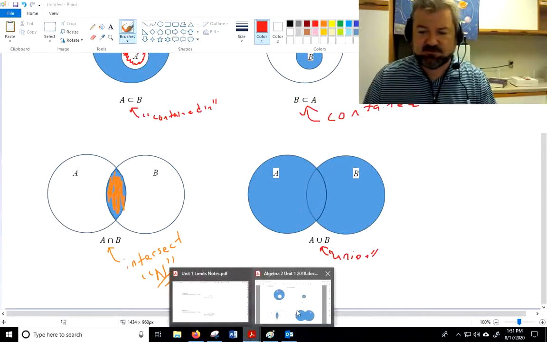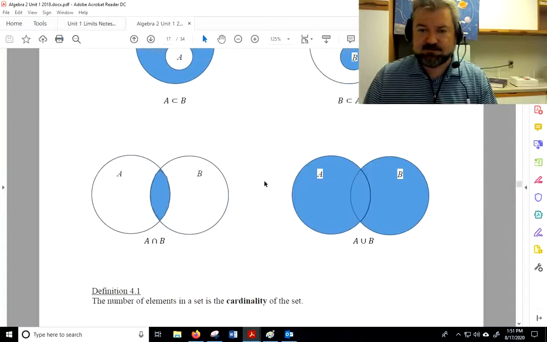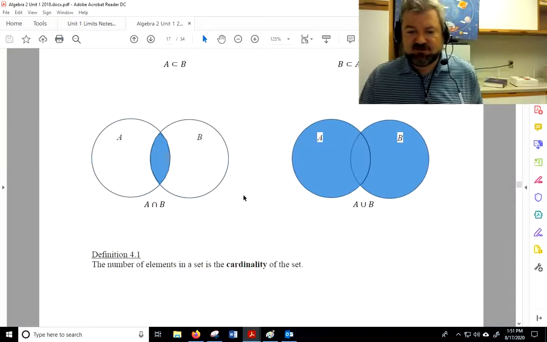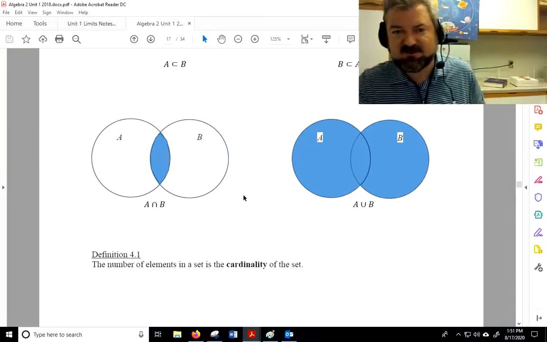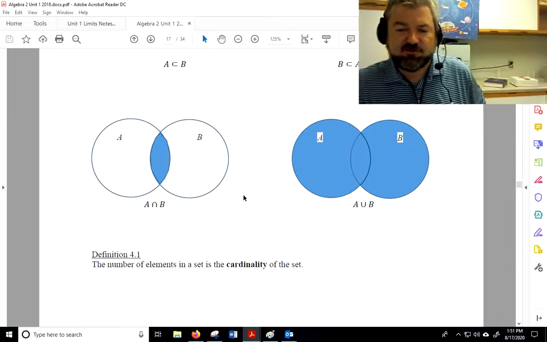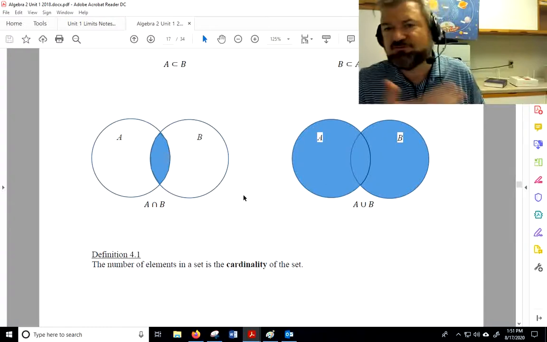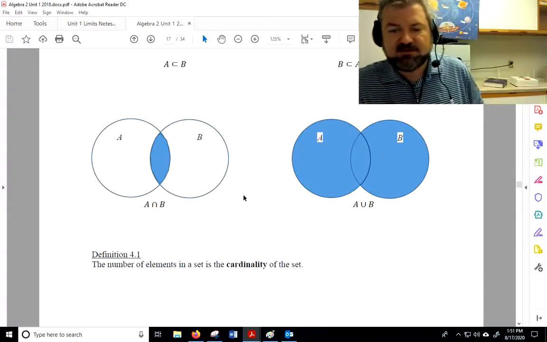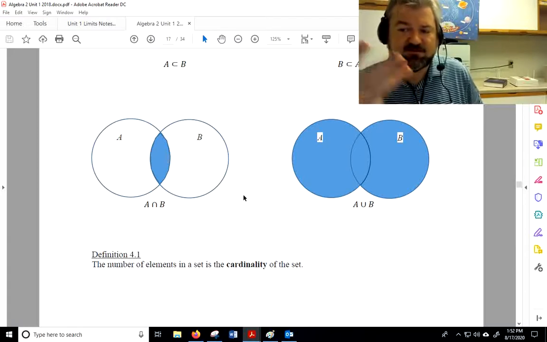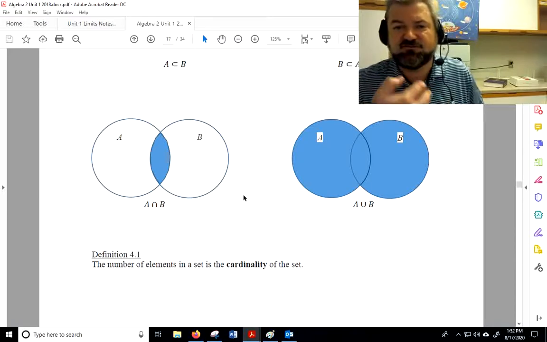All right. We have a little definition here. It says the number of elements in a set is the cardinality of the set. So what that word means is, if I have a set of 2, 4, 6, 8, pretty simple set, well, the cardinality of that set would be 4, because 2, 4, 6, 8 is four different members of that set.